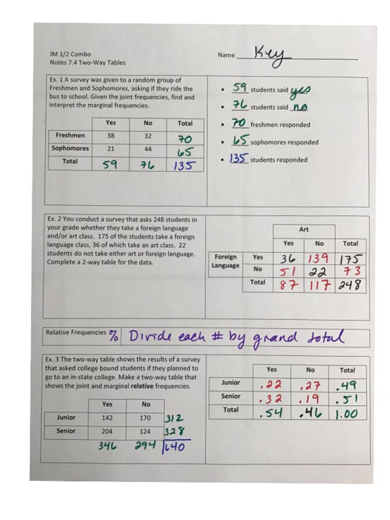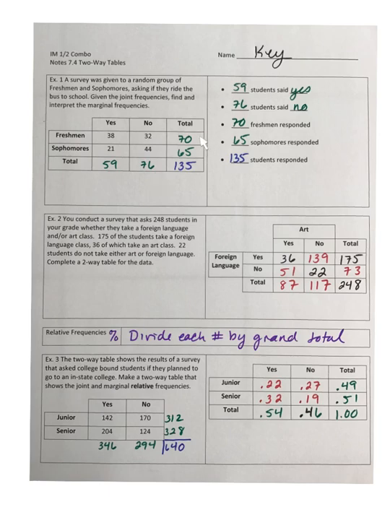So that's called the marginal frequencies, along with the grand total, and notice these two. If I say 38 plus 32, we had 70 freshmen total. 21 plus 44, we had 65 sophomores total. 38 plus 21, we had 59 students that said yes. 32 plus 44, we had 76 students that said no.